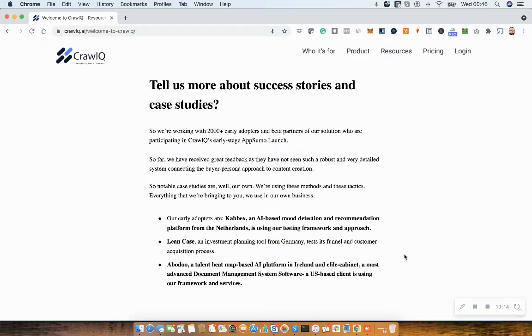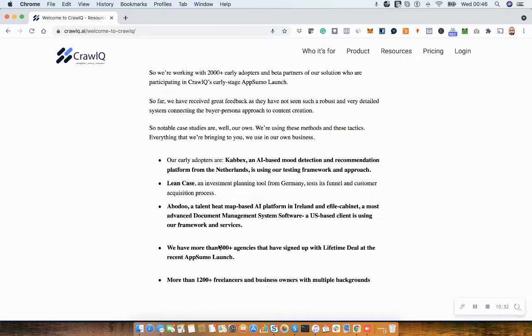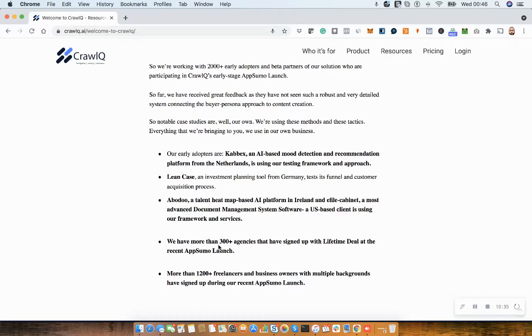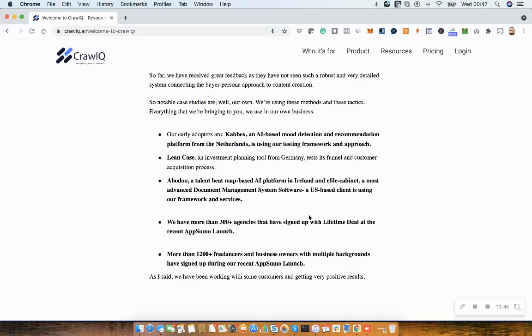Cabex, an AI-based mood detection and recommendation platform from the Netherlands. They are using our testing framework and approach. Leancase, a German-based investment planning tool. They're also testing their funnel and customer acquisition process through the CrawlQ framework. Abodu, a talent heat map AI platform in Ireland, and eFile Cabinet, a most advanced document management software, a US-based client, was also using our framework and services before we really launched on AppSumo.